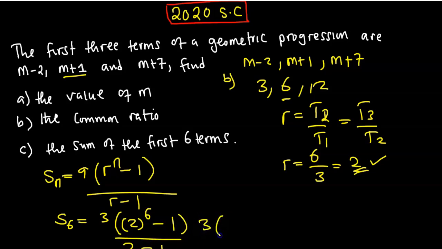2 minus 1 is just the same as 1, so we are going to ignore the bottom part. So we are going to say 3 times 2 to the power 6 minus 1. 2 to the power 6 is what? 2 to the power 6 is 64, but there is a minus 1, which is 63. So 63 multiplied by 3 is giving us 189. So this is the sum of the first 6 terms.